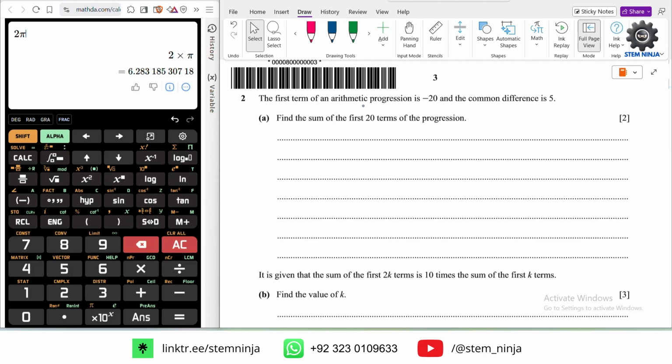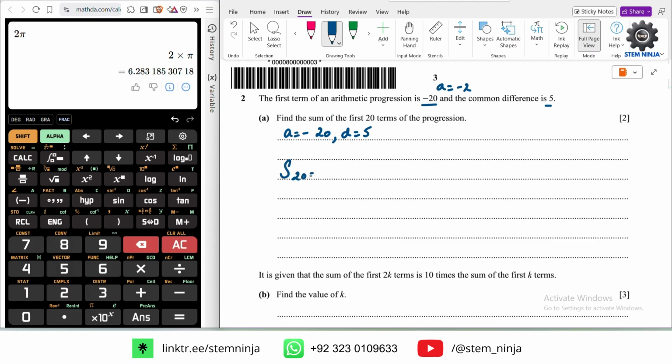Question number 2. The first term of an arithmetic progression is minus 20 and common difference is 5. So A is, actually we should write over here, minus 20. D is 5, okay? Find the sum of the first 20 terms of the progression.